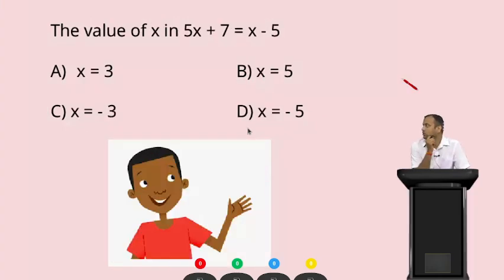Okay, there is a question, the value of x in this. You have to solve this equation and try to get the answer. Okay class, your time is getting over. Okay, now time is over. The correct answer is C, x equals -3.